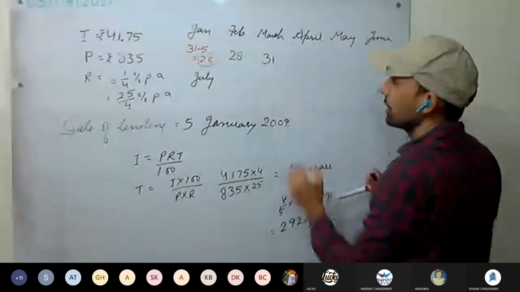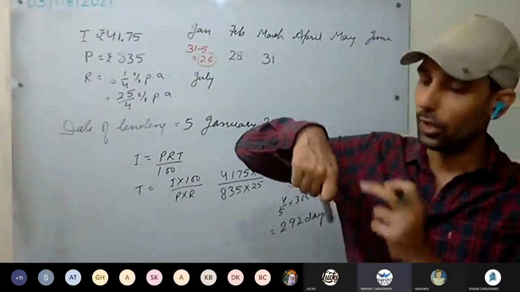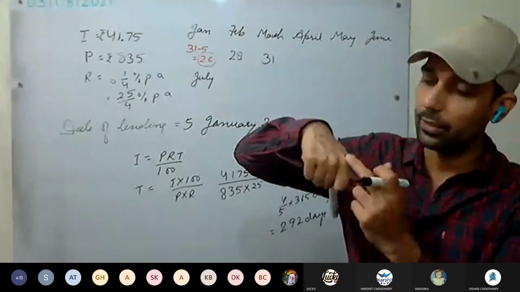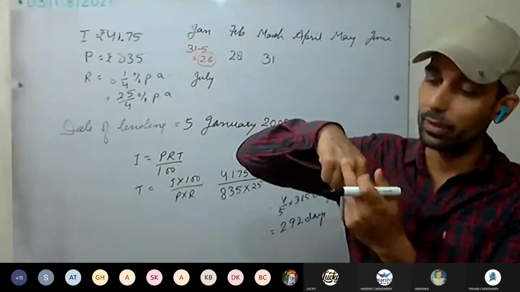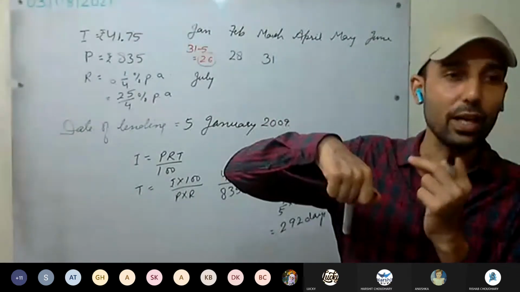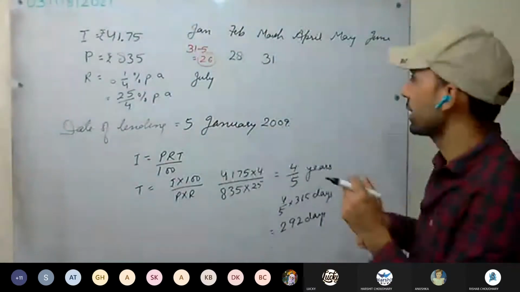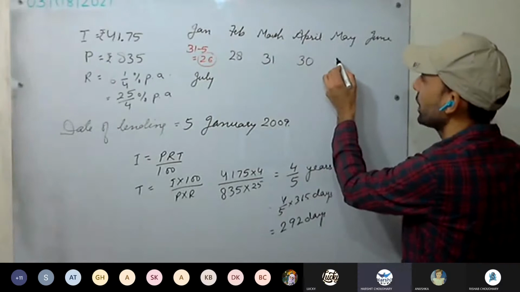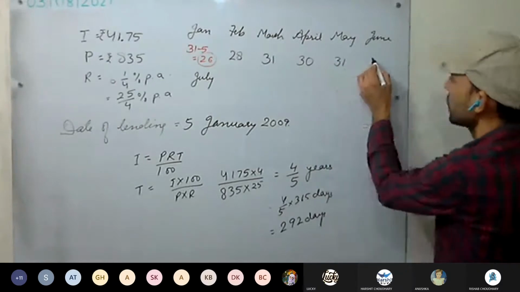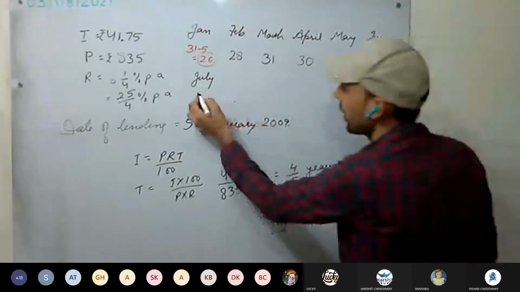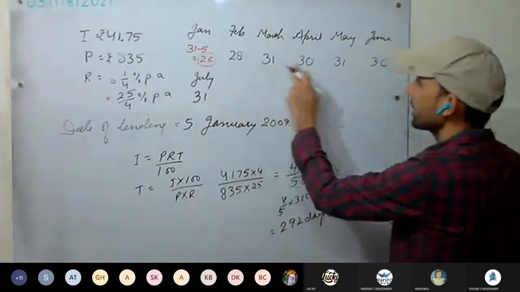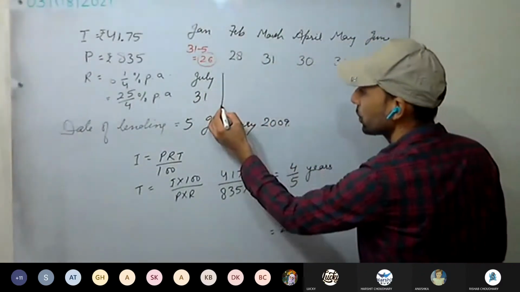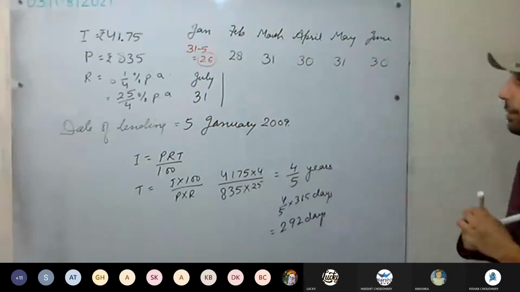March, 31. If you don't remember, do it like this: Jan, Feb, March, April, May, June, July, August, September, October, November, December. This way you can get which month will have 31 and which will have 30 days. April, 30 days. May, 31 days. June, 30 days. July, 31. Keep adding them and see how many days we have got up to July.